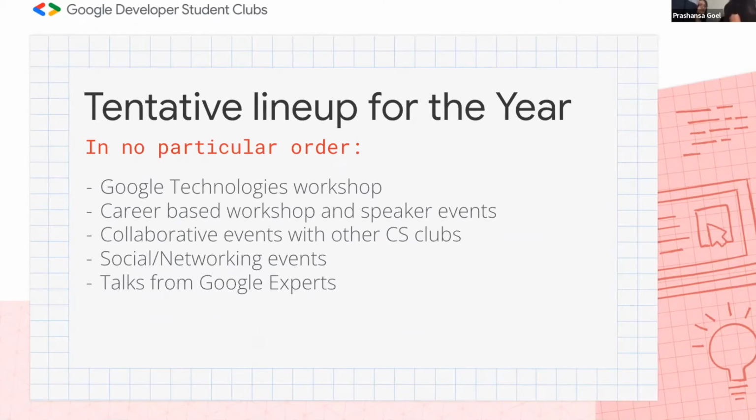So we have a lot of things lined up this year. First, starting with Google Technology Workshops, in no particular order, we can go in any order, but there are a lot of things where we will hold Google Technology Workshops where we'll teach about the Google technologies. We will have talks from Google experts. We'll have social networking events where you can connect with other tech leads. Now, tech leads are something you don't know about yet; we'll talk about them in a few minutes.